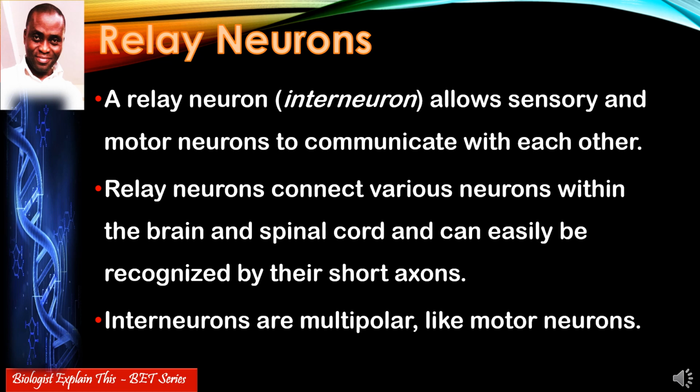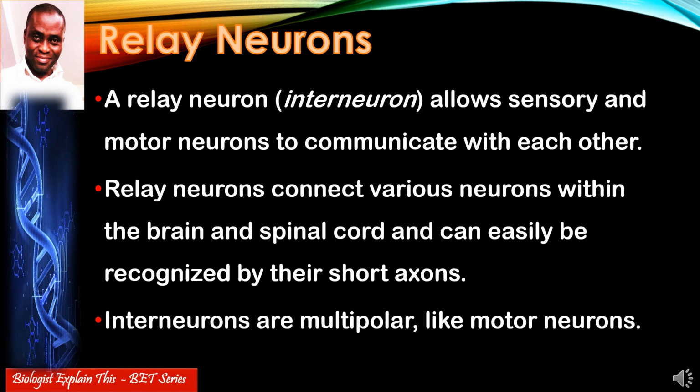So the relay neuron, also called interneuron, also called association neuron, allows the sensory and motor neurons to communicate with each other in the nervous system. And so they connect different neurons within the brain and the spinal cord. In other words, it's easy to picture this.